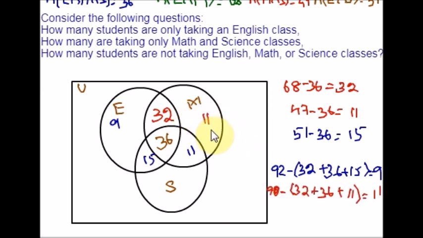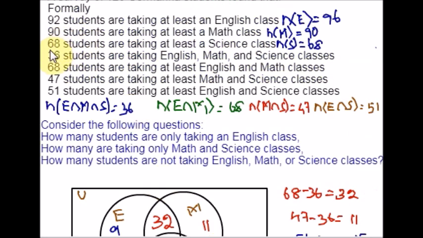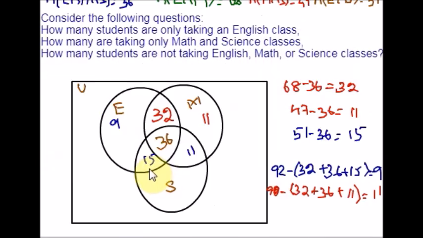In the same way, you have to follow the same process to find how many students are taking only a Science class. So that equation would be the total number given for this one. 68 students are taking at least a Science class. So 68 minus, subtract all the other numbers written in the S circle. 68 minus 15, 36 and 11. So that will give you 6.